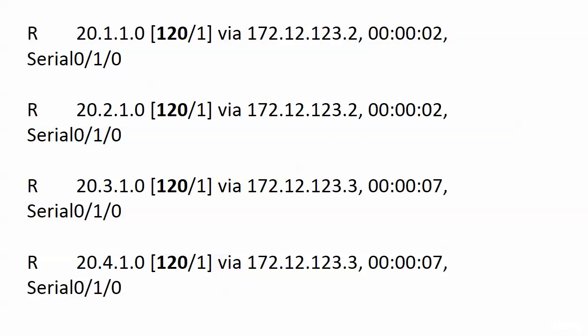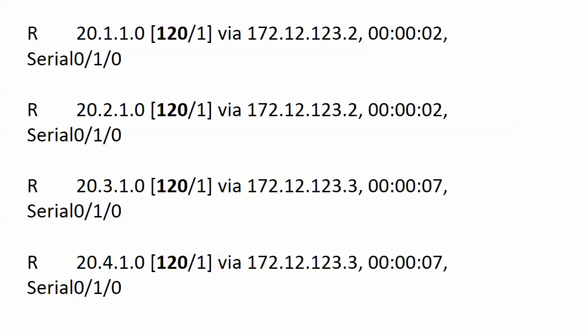The timer that we see is the amount of time since the last time we heard an update about this particular route. And we know with RIP that's never going to be over half a minute by default. With OSPF and EIGRP, as you'll see, it'll be much longer because we don't have those twice a minute updates. And then the local router's exit interface to reach that destination is going to be at the end of that line.